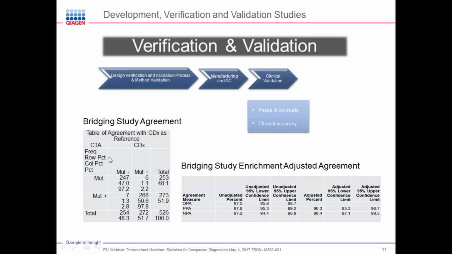And so we have some typical bridging study tables here where we're looking at the agreement between the CTA and CDX. And we're looking at agreement both unadjusted, in terms of the actual samples we have, and also following enrichment adjustment. And so we may need to adjust for enrichment, which will often happen if the samples available for testing with the CDX are in some way not representative of either the percent mutant positive for the study, or possibly also for the percent mutant positive for the underlying intended use population.